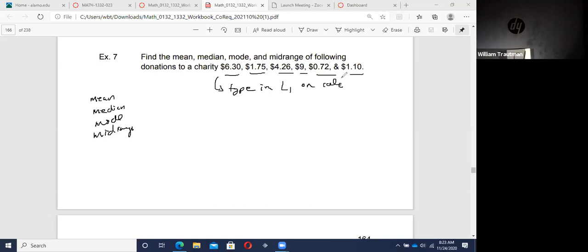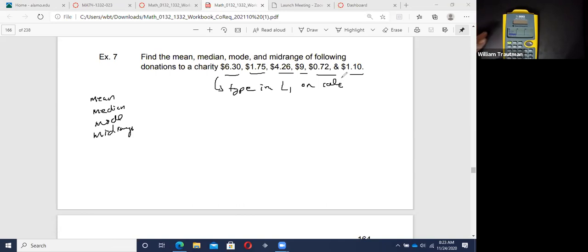So to do that, don't forget you go to data, and I'm going to delete all the data that's in L1 already, and I'm going to type in 6.30, hit enter, 1.75, enter, 4.26, enter, $9, enter, 0.72, enter, and 1.10, enter. So I typed in all my data into list 1.